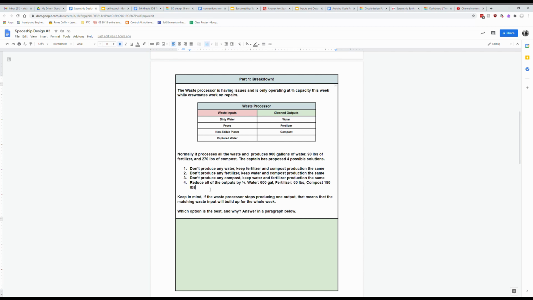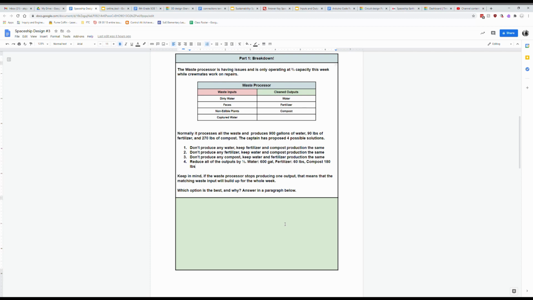Now, the one thing that you have to keep track of is that if the waste processor stops producing one output, then that input is going to start to build up. So for example, if you don't produce compost, you're going to be letting non-edible plants pile up for a week. So what I want you guys to try and figure out is which option is the best option here, and why is that the best option? Pick one of these 4 options and give me one paragraph, so that means 3 to 5 full sentences explaining why that's the best option.